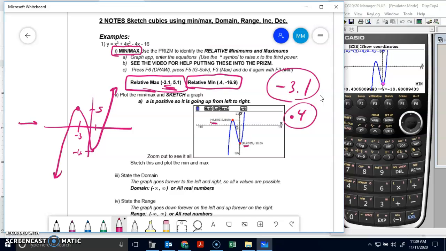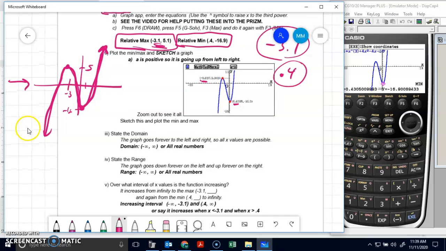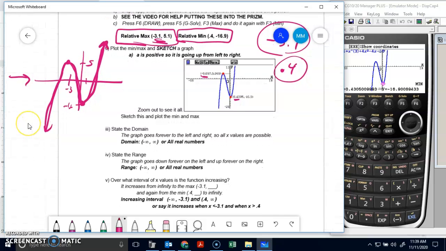So again, we read a graph from left to right. So we go up, hit the maximum, go down or decrease, hit the minimum, go up and increase. Okay? So let's see what the domain, range, and increasing, decreasing intervals are.